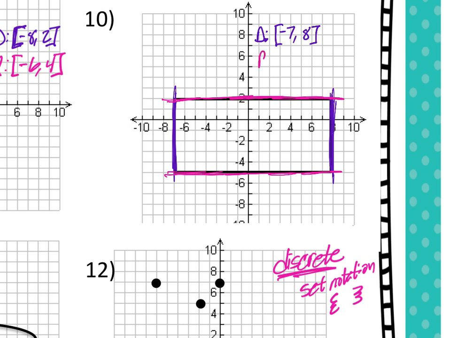And then we have my range. My lowest y value is -5, and my highest y value is 2. And again, everything's solid, so it's all included. Please make sure you're asking questions as we go through this.